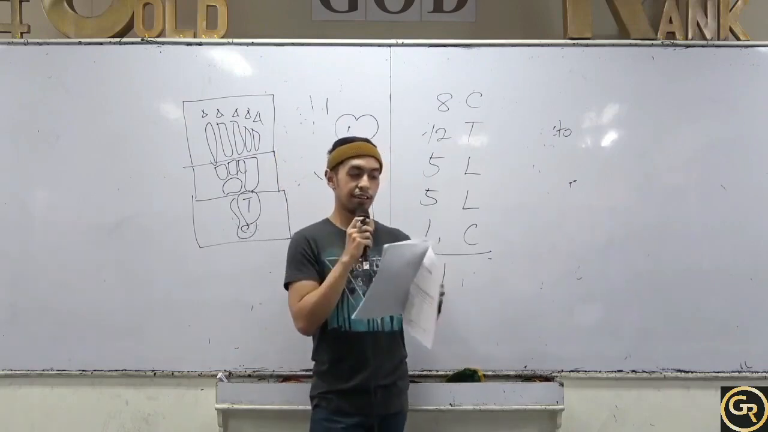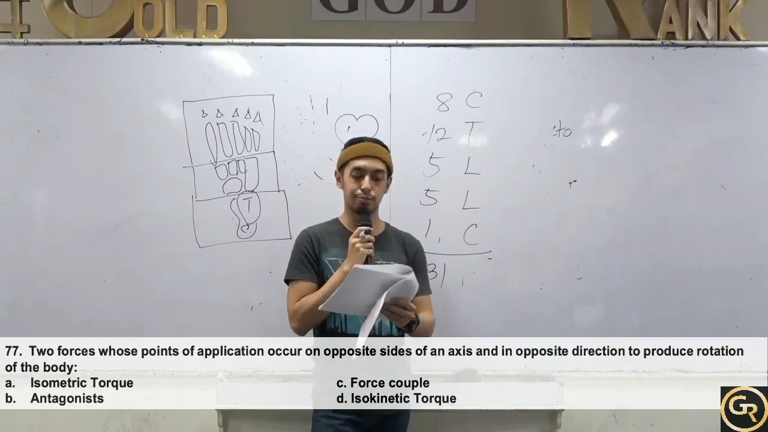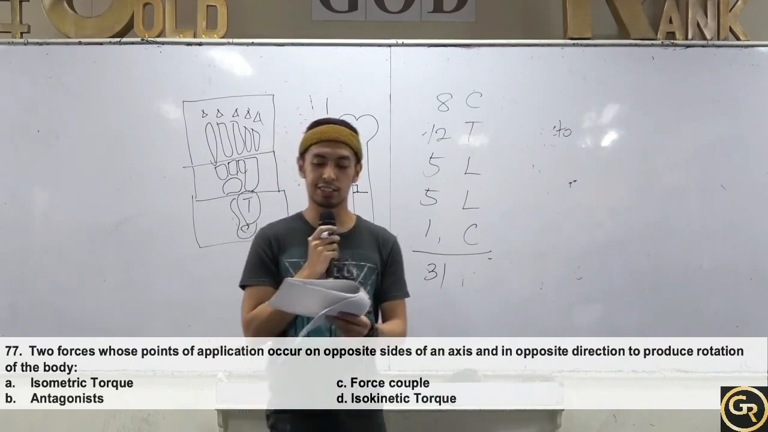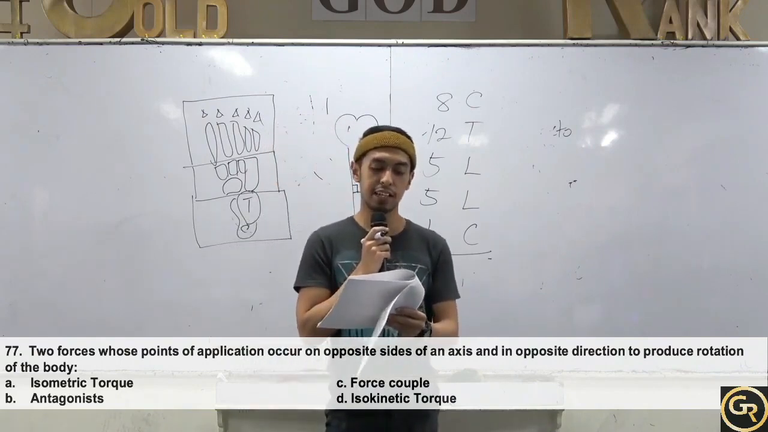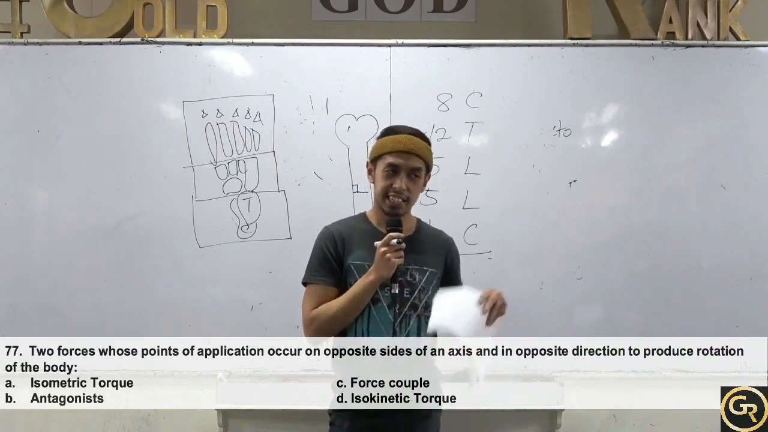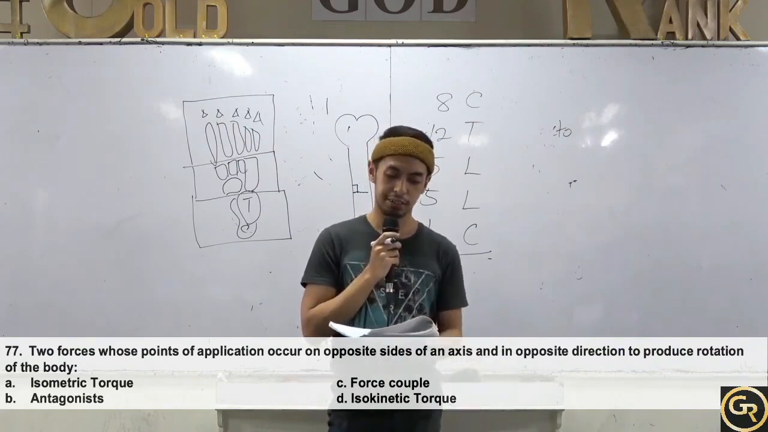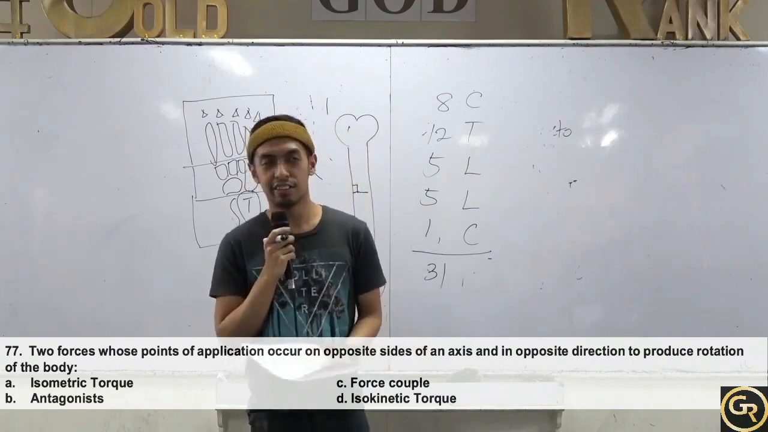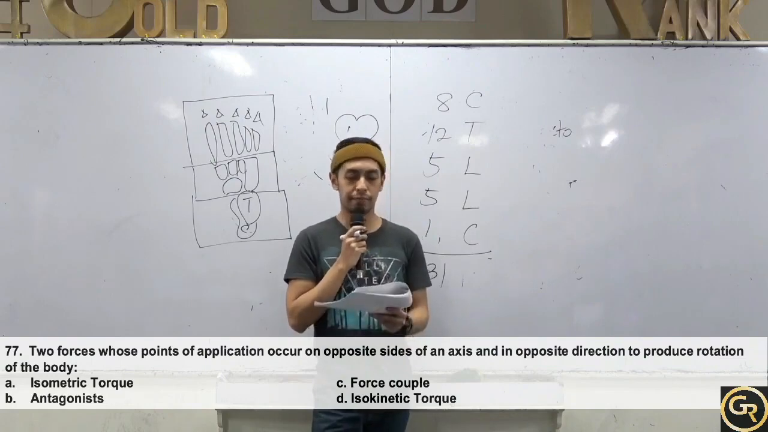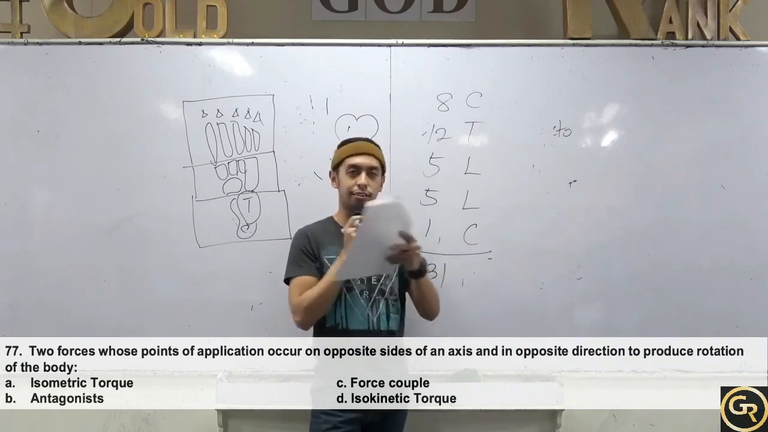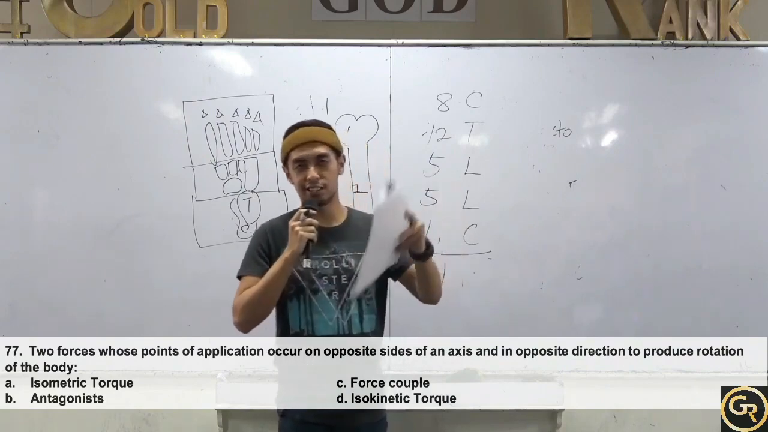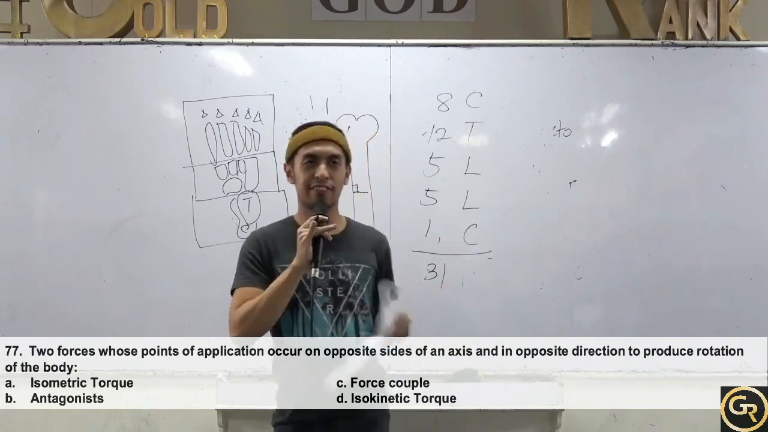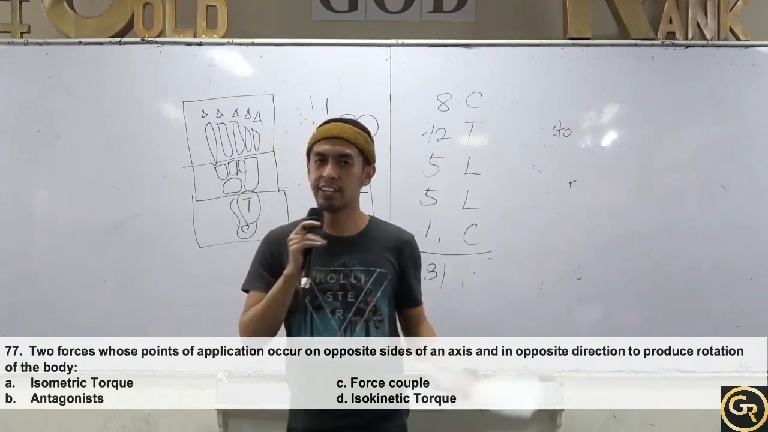Okay? So, 77, two forces whose points of application occur on opposite sides of an axis and in opposite direction to produce rotation of the body is blank. Which muscles are these? This is what we call your force couple. Why? It's because they act on opposite sides or in opposite directions, but they perform synchronously in order to perform a certain movement of your body.